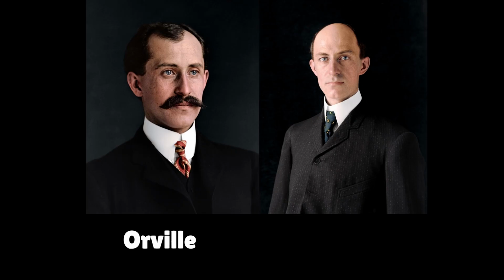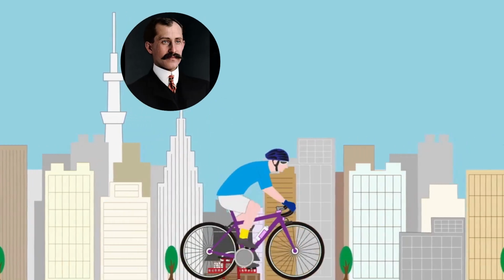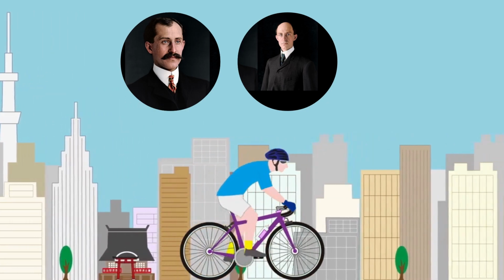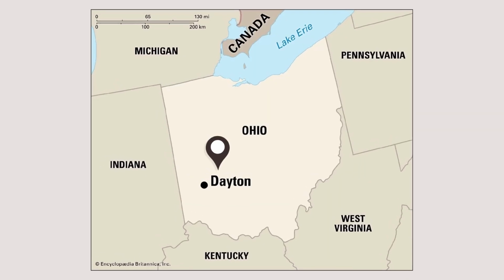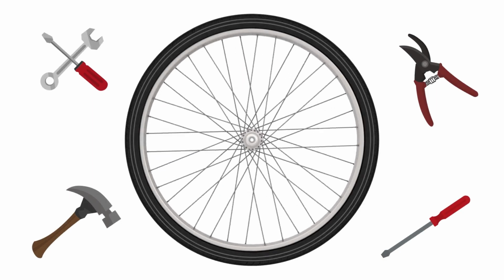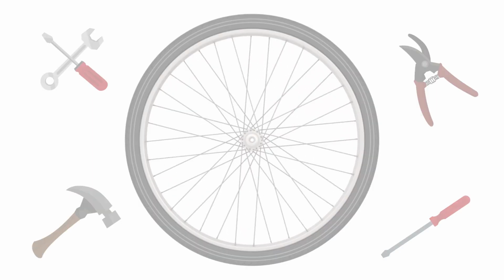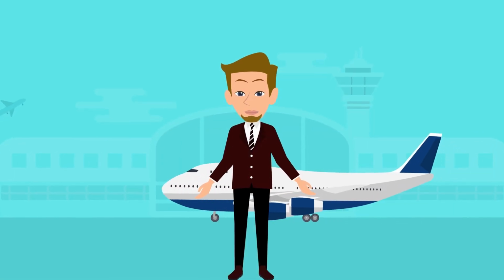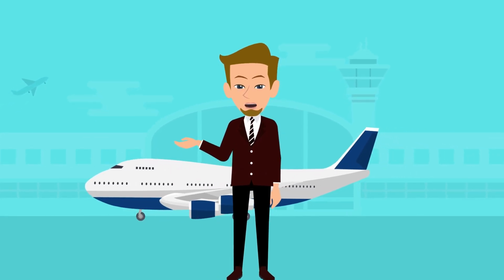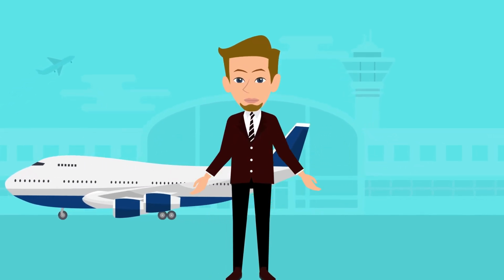Fun fact, did you know that the Wright brothers, Orville and Wilbur Wright, were bicycle makers before they invented the airplane? They had a bicycle shop in Dayton, Ohio, where they repaired bicycles and even built their own bicycles. It's amazing to see how their background as bicycle makers contributed to one of the most revolutionary inventions in history.